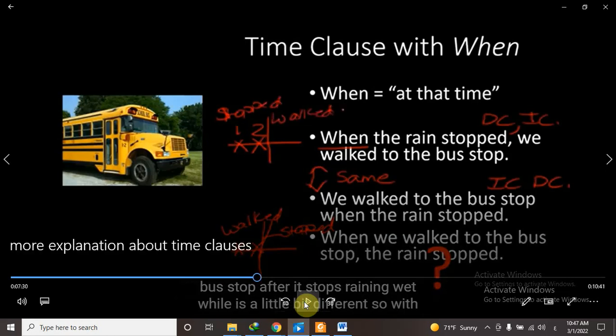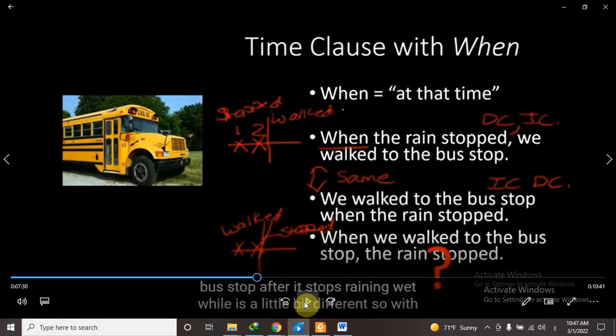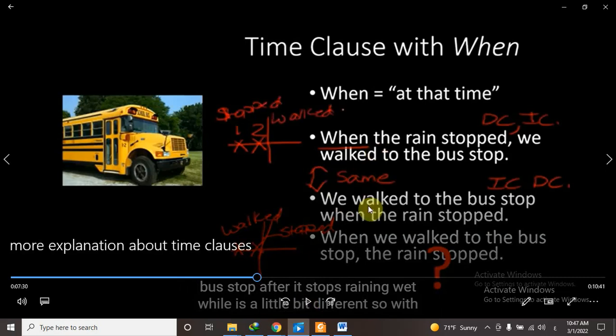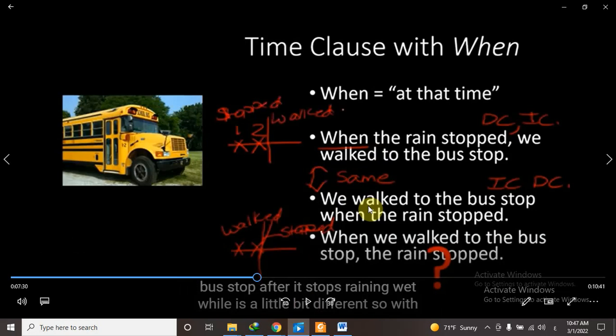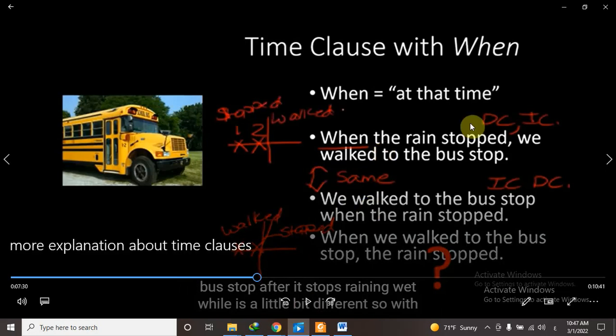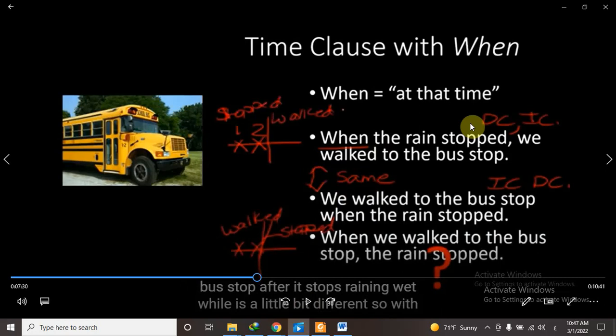Now, as you see in these 3 examples, the first one and the second one are accepted. They are okay, correct in meaning, and they are accepted when they are used. For example, when the rain stopped, we walked to the bus stop. Okay, so at the time the rain stopped, at that time in the past, at that time when the rain stopped, we walked to the bus stop.